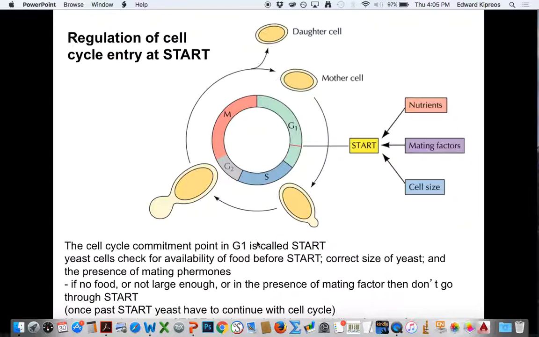So this is what the yeast is looking for at start, and if it gets a good signal on all of these, it'll go through the cell cycle, and once it passes start, it's committed to the cell cycle. Unless you do something to the yeast, like insult it with a chemical to stop DNA replication, or something that is not normal, once it makes the commitment, it's going to go through the entire cell cycle. So this is the commitment point at start.